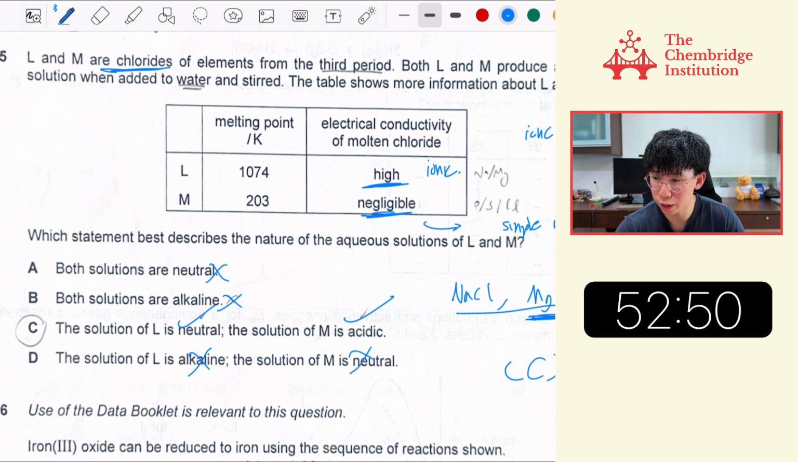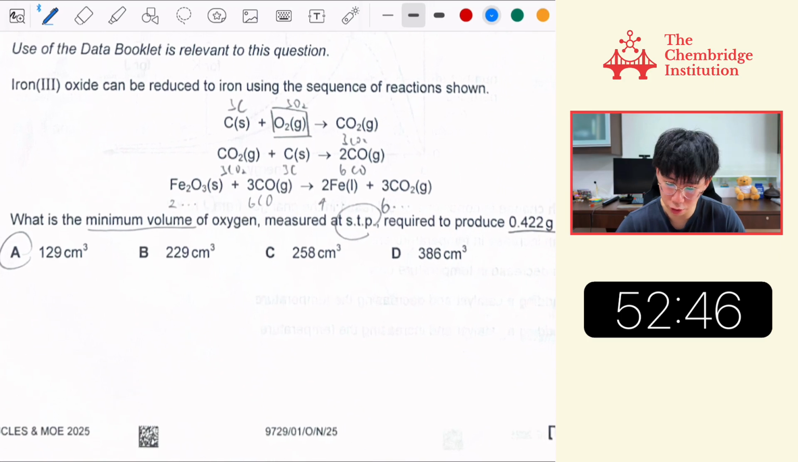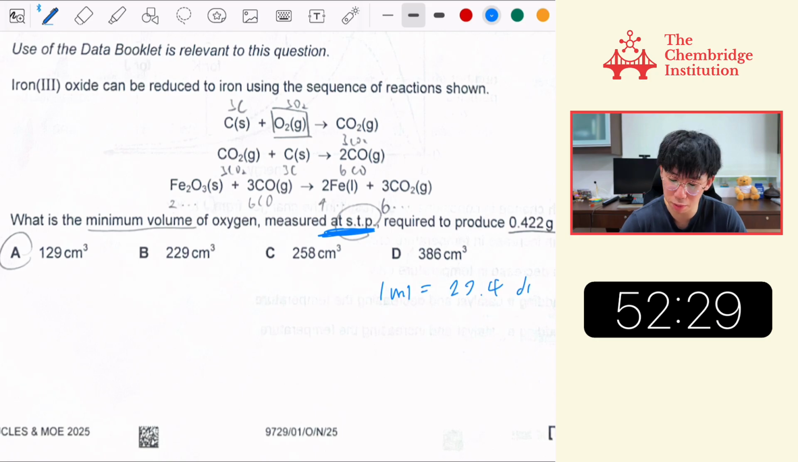Next. Okay. Then it says use of data booklet is relevant to this question. Iron trioxide can be reduced to iron using the sequence of reactions shown. Too many notations here. I'm trying to ignore it. What's the minimum volume of oxygen measured at STP? Oh, okay, this is very important. Yep, STP. Definitely, 1 mole equals 22.4 dm cubed at STP. Required to produce 0.422 grams of iron.